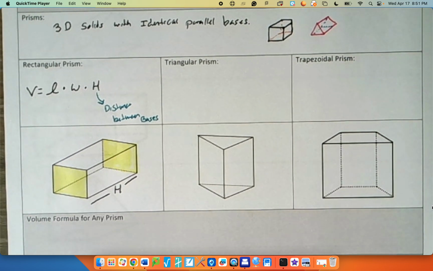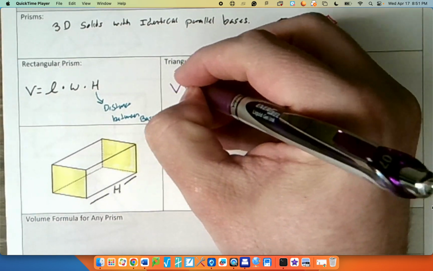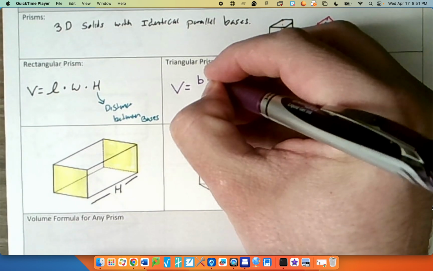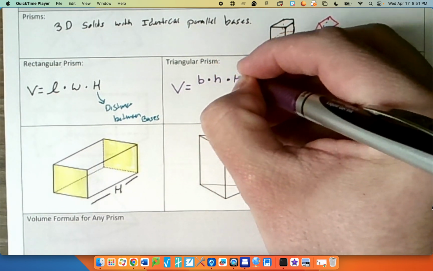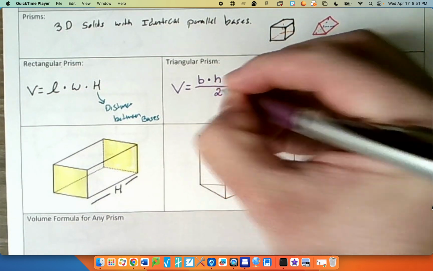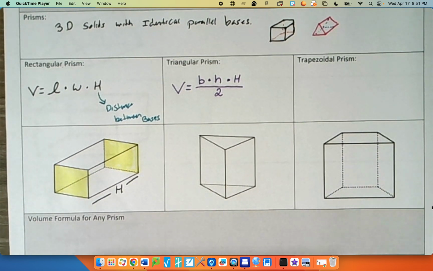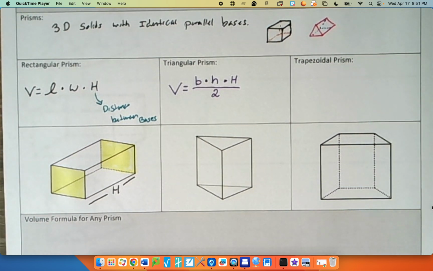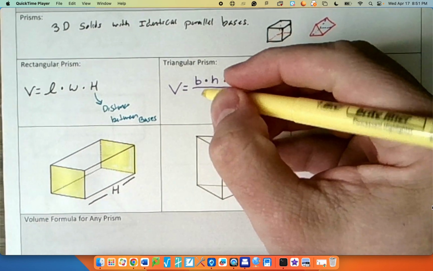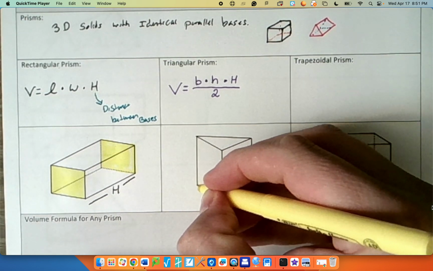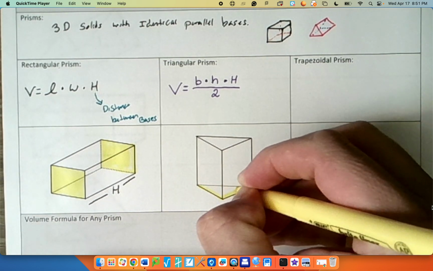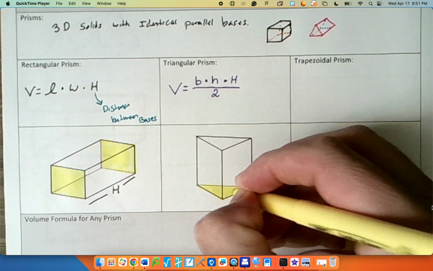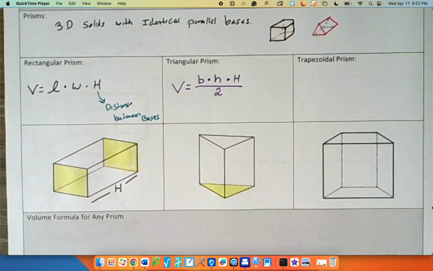In a triangular prism, part of its formula has the big height, but it looks like this. Base times little height times big height divided by 2. So down here on this triangle, what we have to do to find the volume of any one of our prisms here, we first have to find area. So in this case, this triangle right here has area.